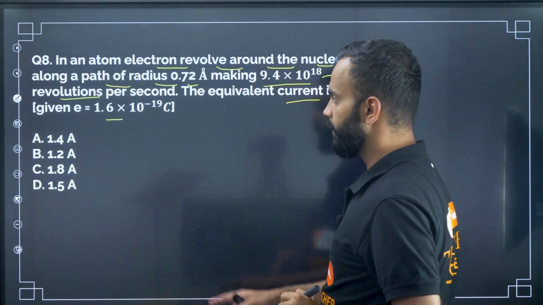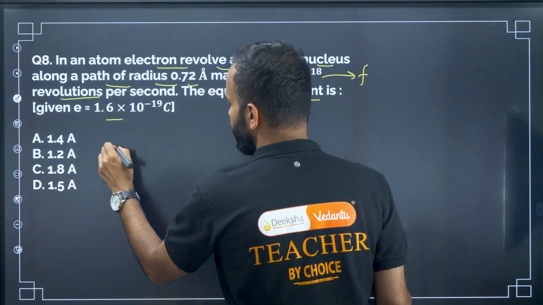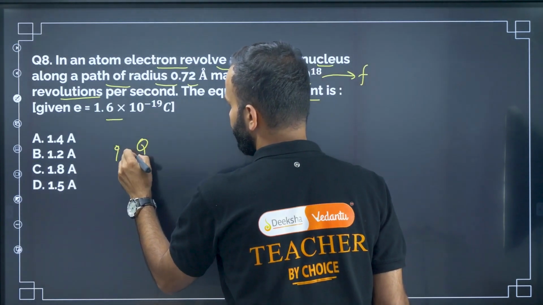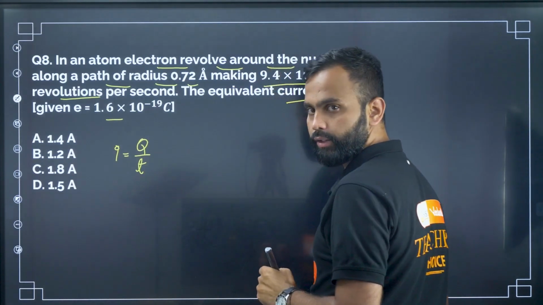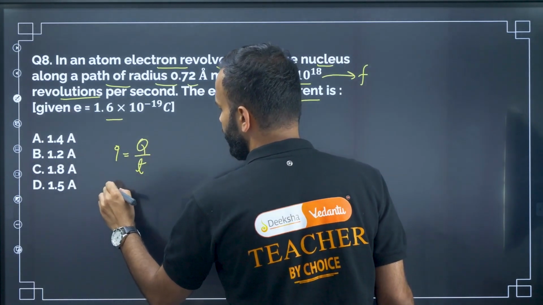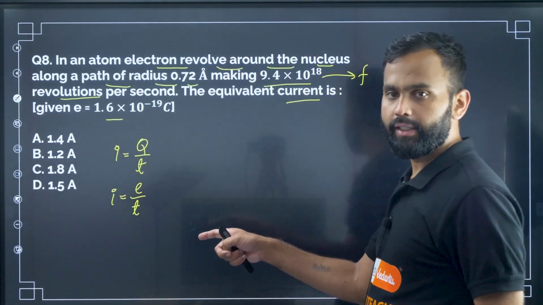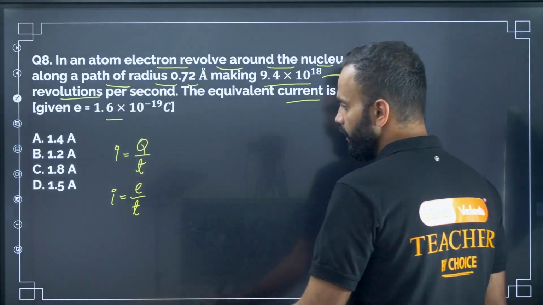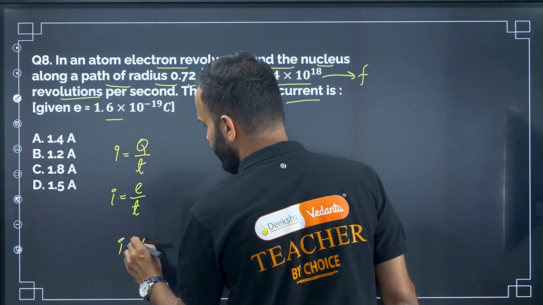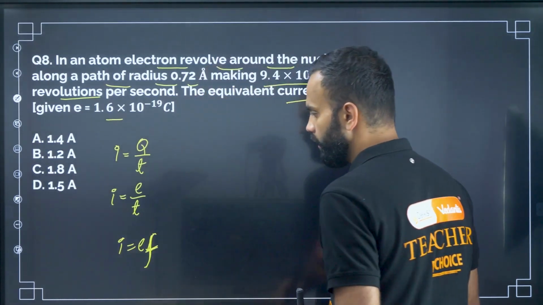The charge of the electron is given as 1.6 into 10 to the power minus 19 coulomb. We know that current I equals Q divided by T. Q is charge and T is time, so Q is equal to e. So I equals e divided by T. What is 1 by T? 1 by T is frequency. So I equals e into f.